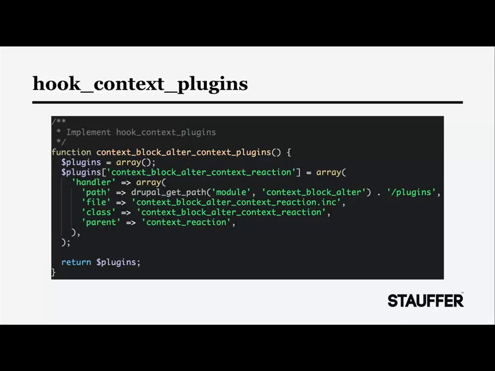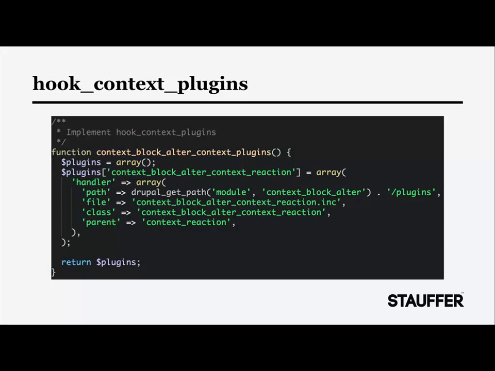So first thing I'm going to talk about is reaction. So this is what actually happens to the page. And so my reaction in the example I give is if the path is like node 2, change the header of this block. Simple reaction. So first thing you've got to do, hook_context_plugins. So hook_context_plugins is quite simple. You just say, here's my new plugin. And I named mine context_block_alter_context_reaction, because I was building something for the first time and I wanted to put a bunch of words in there. It could be a lot shorter.